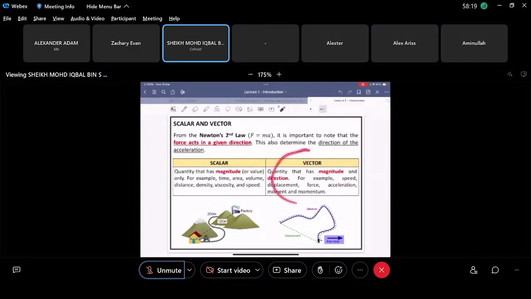Whereas vectors are when I give directions, like 120 meters to the west, to the east, go left, go right, straight forward, and so on. Those are vector quantities because I'm giving direction plus the magnitude as well.